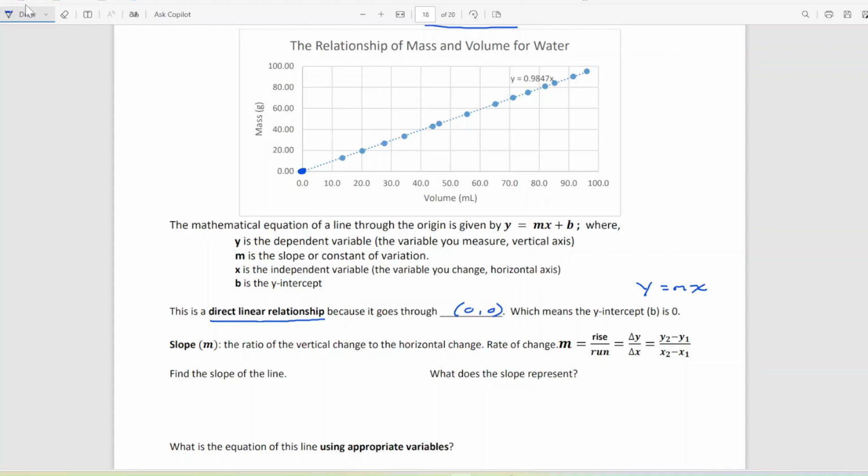Now, what we're going to spend a little bit of time here doing is calculating and interpreting the slope.